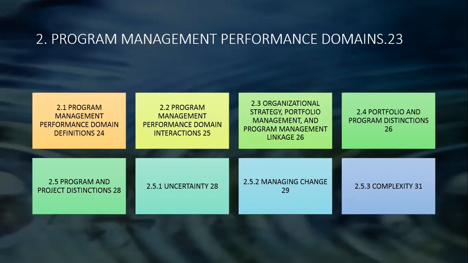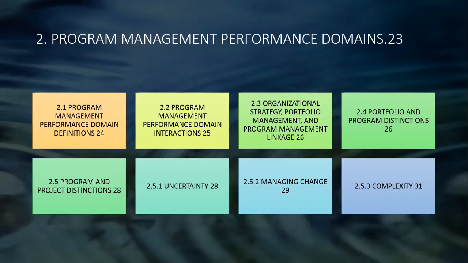That's why we call it strategy. It's as though you're aligning the program outputs with the organization's strategic business objectives and goals. Then we have program benefits management. And this is a performance domain that creates, maximizes, and delivers the benefits provided by the program. It's one thing to know what the benefits are, but it's another thing to actually harvest the benefits. Next one is program stakeholder engagement. And this performance domain identifies and analyzes stakeholder needs and manages expectations and communications to foster stakeholder support.